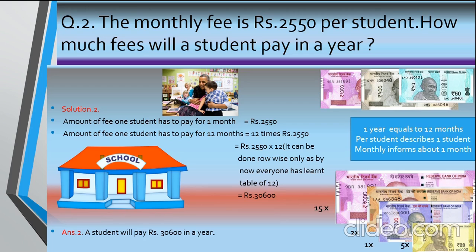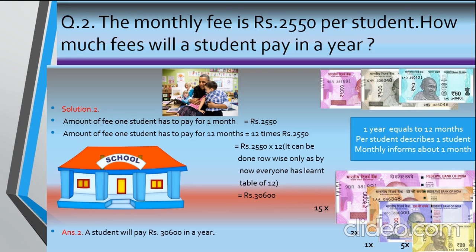So the information given is one student has to pay rupees 2,550 in 1 month. Now the sentence of question is, how much fees will a student pay in a year? The information is given in months, and the question is asked in years. So you have to strain your brain: how many months are there in 1 year? I think by now you know very well that there are 12 months in 1 year.